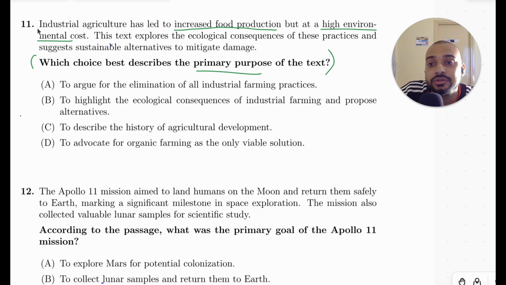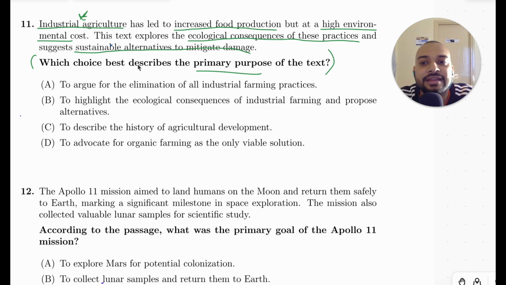What are we talking about? Industrial agriculture. This text explores the ecological consequences of these practices and suggests sustainable alternatives to mitigate damage. Okay, they're talking about the ecological consequences of these practices. When they say these practices, that means industrial agriculture. Ecological consequences and sustainable alternatives to mitigate damage. There's a certain damage happening due to this thing, and this text explores the consequences and alternatives to mitigate that damage.